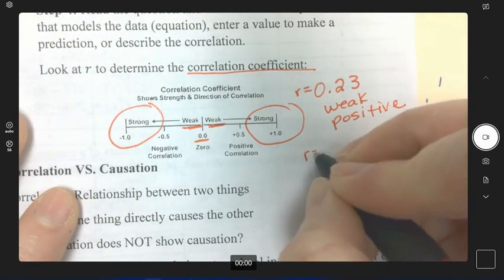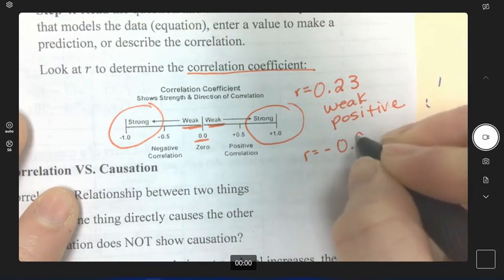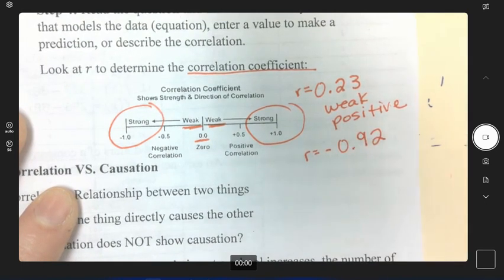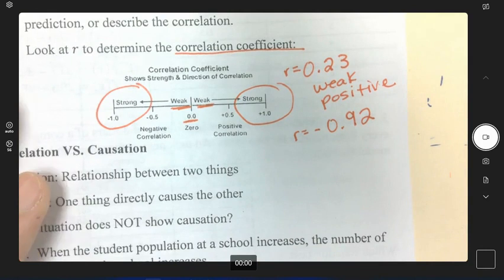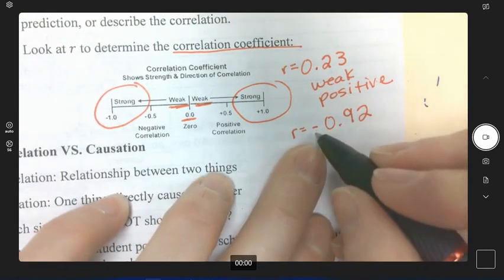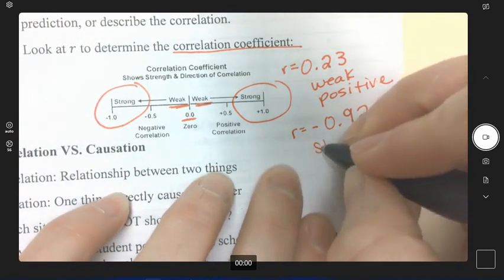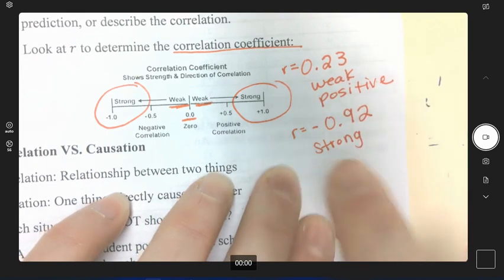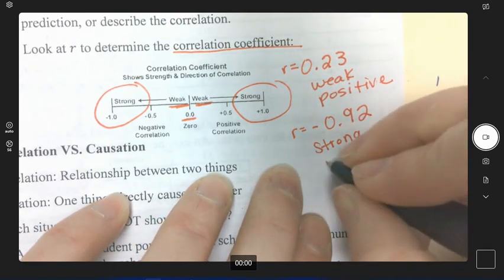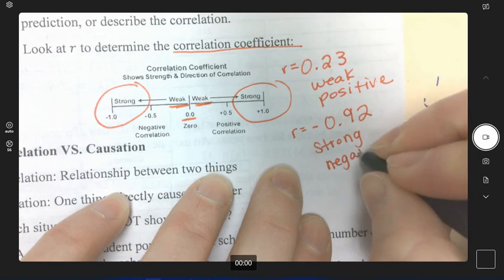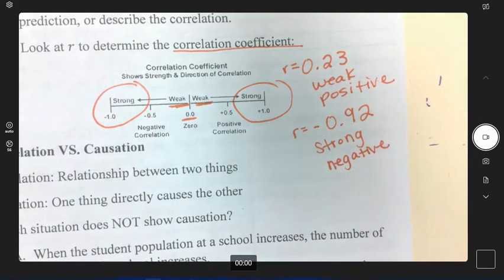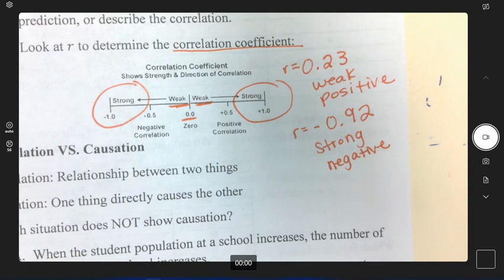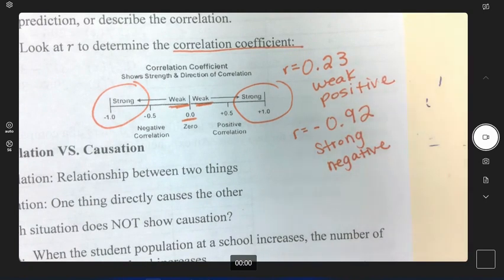If R is negative 0.92, because it's close to negative 1, it's strong. But it has a negative sign, so it's a strong negative correlation. That means if you look at the graph, the dots, whenever you do a scatter plot, it's all going downhill. So that's kind of what the R value represents.